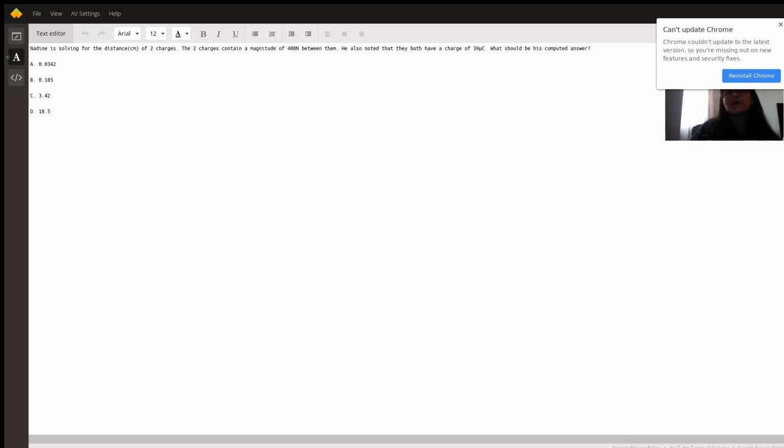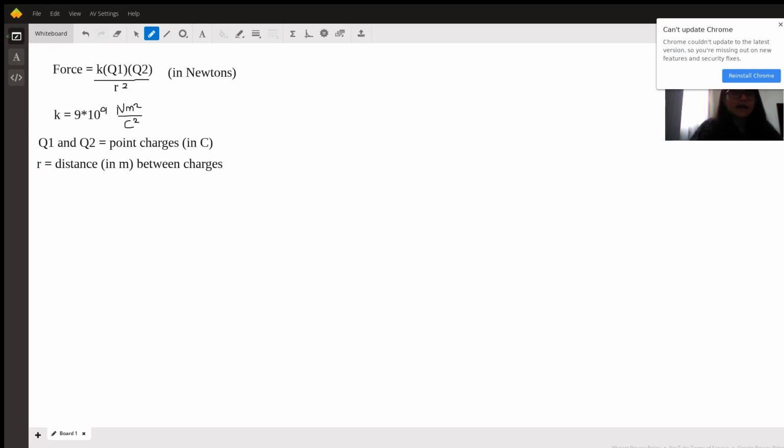So basically, we're solving for the distance between the charges given the force. Here I have written down the electric force formula, which is F equals K times Q1 times Q2 over R squared, and it is measured in newtons. So taking this formula, we can rearrange it to see if we could come up with an expression for R. R is the distance in meters between the charges. So let's go ahead and rearrange this formula right here.